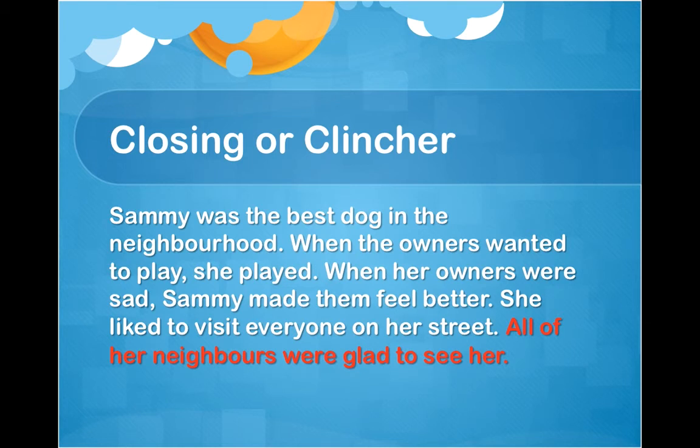Now, this is where the clincher can often be the most challenging part, especially trying to say the same thing in a different way. And that's why I like to think of it as the clincher, something that really just pulls that sentence, that paragraph or that idea together. So in this case, all the neighbors were glad to see her tells us that it's the best dog, because all the neighbors always look forward to seeing that dog. If it wasn't the best dog, people might not be interested in seeing the dog. So that's why that is stating that main idea again.